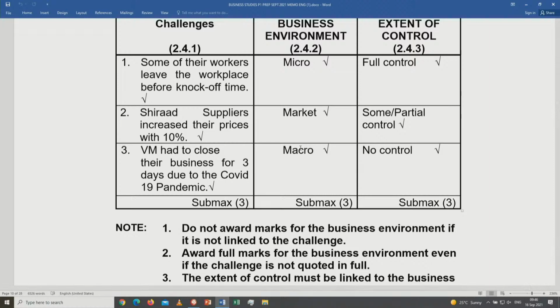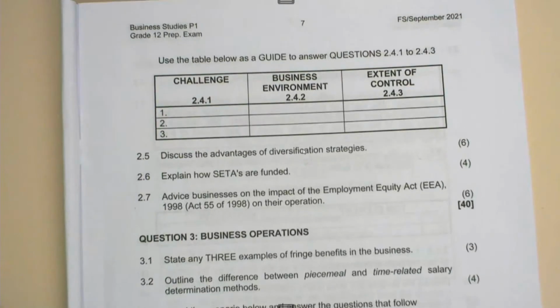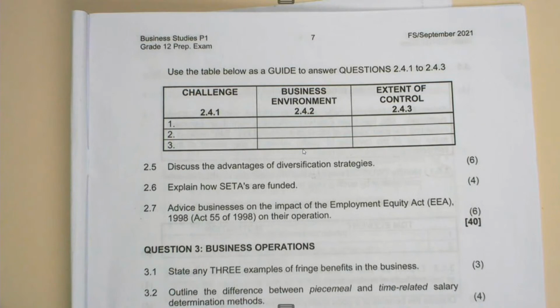And then we can go to other questions. When we go to other questions, you can see there that question 5, advantages of diversification strategies. It's a question that has been there. There is no problem about that question. And of course, explain how SETAs are funded. It's there also. And 2.7, advise businesses on the impact of the Employment Equity Act on their operations.